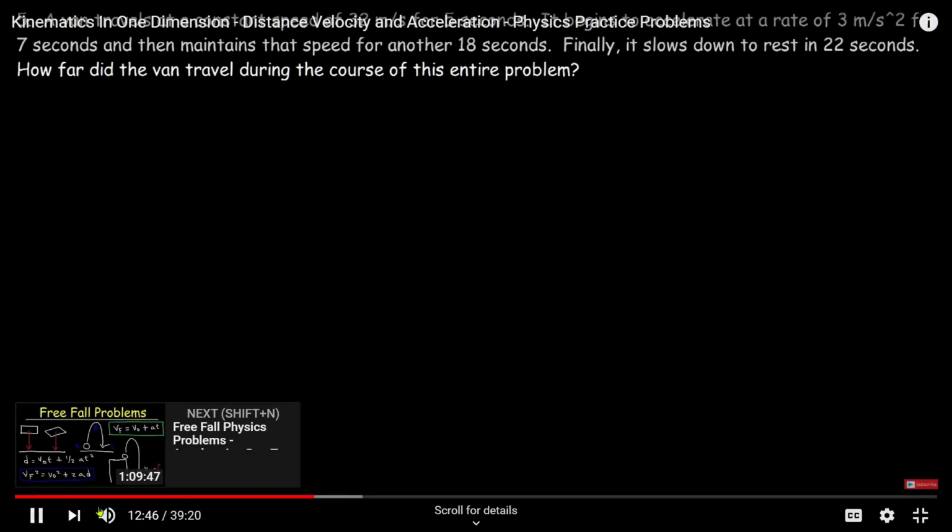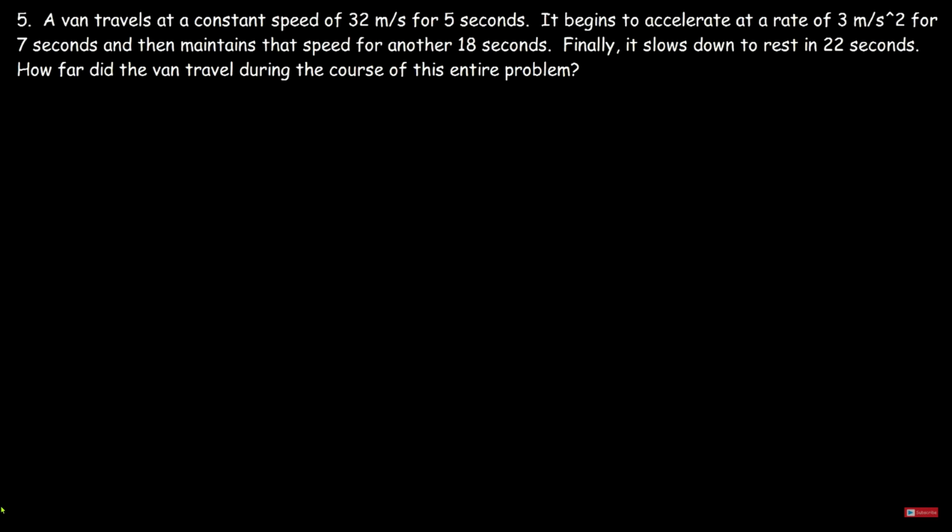Number 5. A van travels at a constant speed of 32 meters per second for 5 seconds. It begins to accelerate at a rate of 3 meters per second every second for 7 seconds, and then maintains that speed for another 18 seconds. Finally, it slows down to rest in 22 seconds. How far did the van travel during the course of this entire problem?